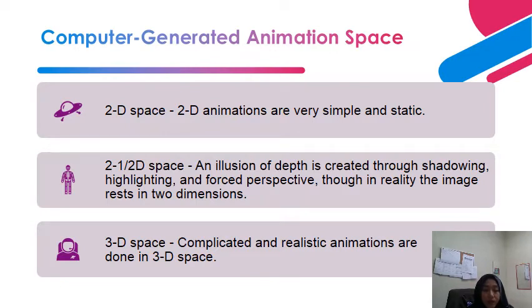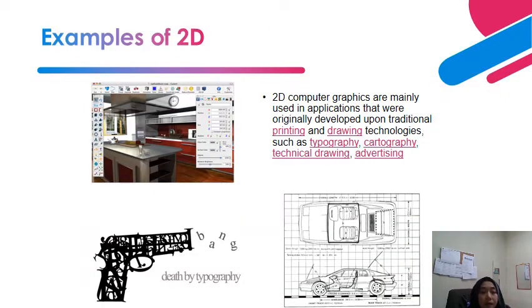Once you have an x, y, and z axis, then you have very complicated and realistic animation, and you can call that 3D animation. We look at examples of 3D here. In my slide, I give you an example picture.